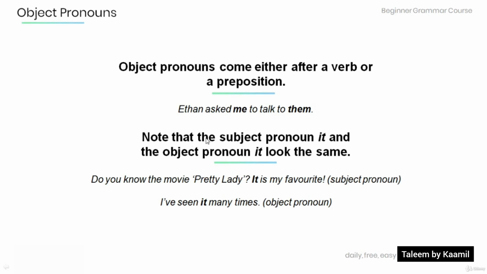Also note that the subject pronoun it and the object pronoun it look the same. For example, do you know the movie Pretty Lady? It is my favorite. In this sentence, the pronoun it is a subject pronoun because it is used as the subject of the sentence. And in this sentence, I've seen it many times. The pronoun it is an object pronoun because it is used as the object of the sentence after a verb.